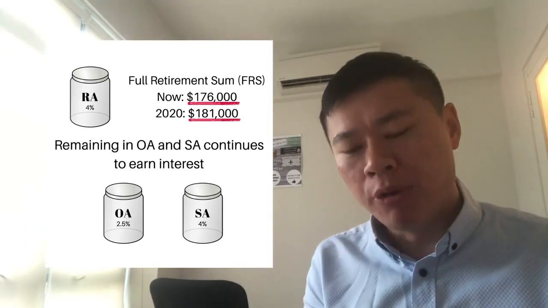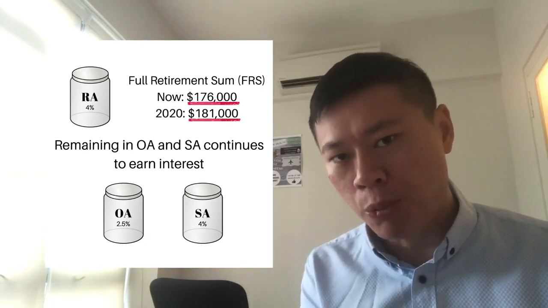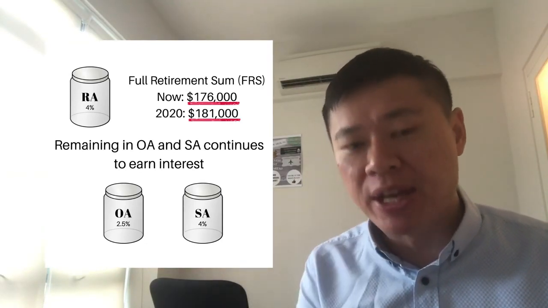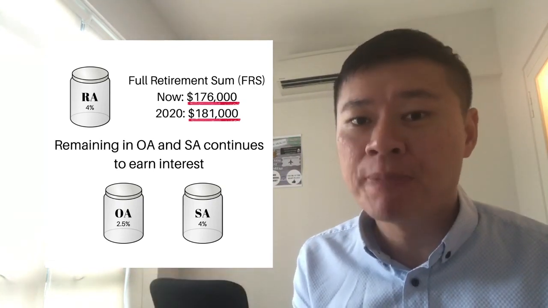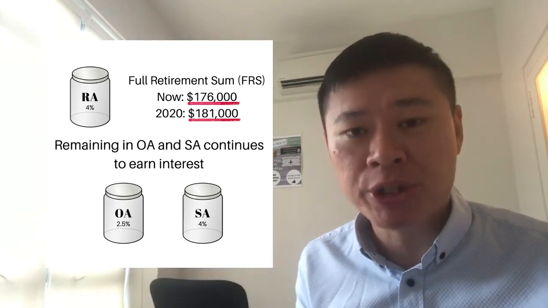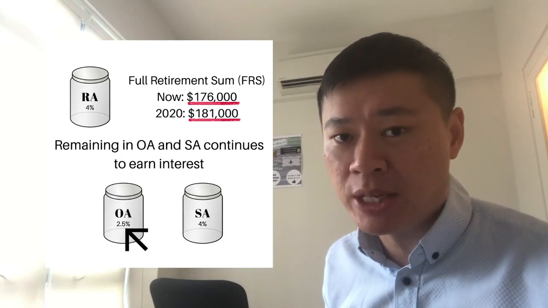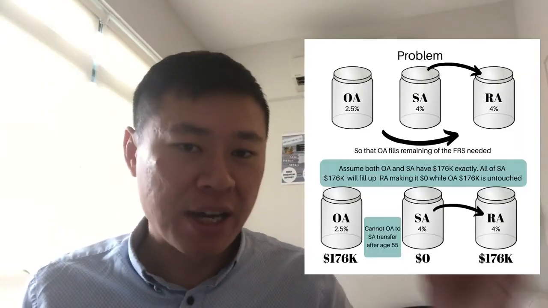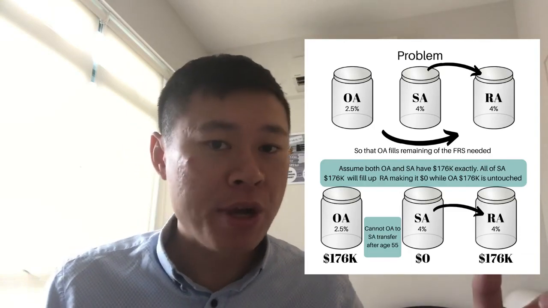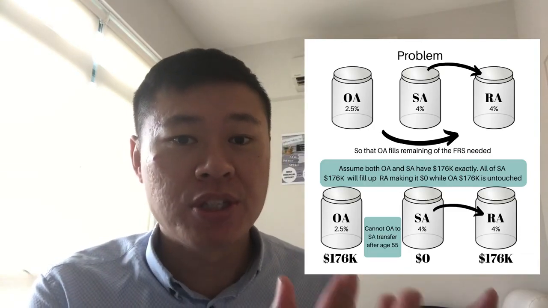So the idea of it is to fill up this retirement account from your SA and then your OA, and whatever remains sits back in your OA and your SA. And just to share with you a bit further, OA gives you 2.5% only, but SA gives you 4% interest. Let's assume there's $176,000 inside your OA and there's $176,000 inside your SA.